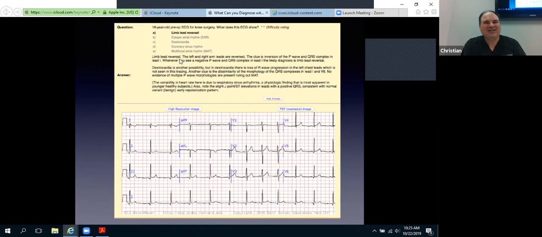Here you've got a limb lead reversal. The left and right arm are reversed, right? And so you see an inverted P wave in lead 1, and the QRS complex in lead 1 is abnormal as well, and was inverted when it shouldn't be.